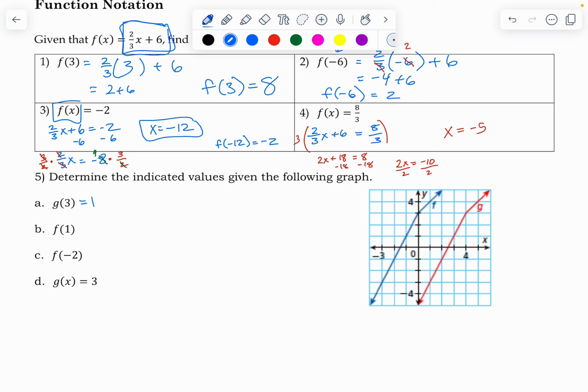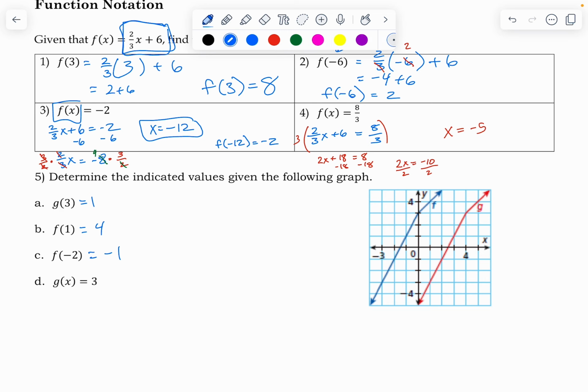The next part, f of 1. Here is where x equals 1, and we want to come up and find it on f, and it looks to me like that is equal to 4. And then f of -2. Here's negative 1, negative 2, and we come down, I see a negative 1 for a y value.